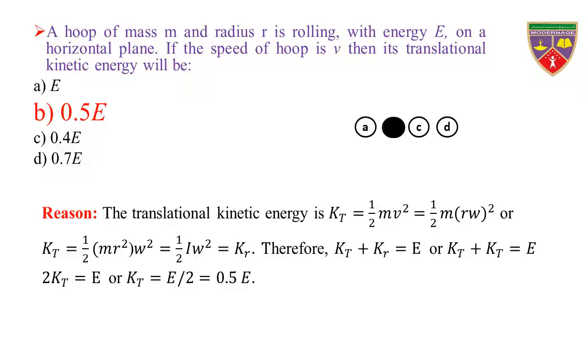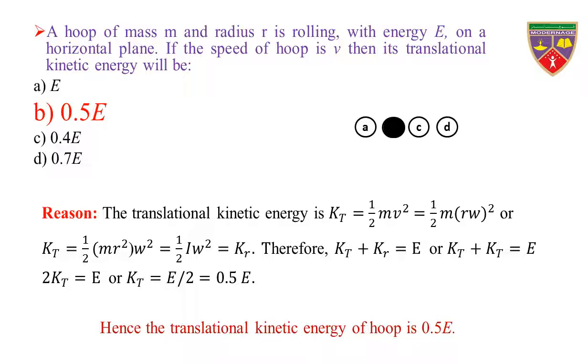Reason: the translational kinetic energy kT is equal to 1 by 2 mv square, which is equal to 1 by 2 m into r omega whole square, or kT is equal to 1 by 2 into m r square into omega square, which is equal to 1 by 2 I omega square, where m r square is the moment of inertia of hoop, which is equal to kr. Therefore, kt plus kr is equal to E, or kt plus kt is equal to E, or 2kt is equal to E, or kt is equal to E divided by 2, which is equal to 0.5 E. Hence, the translational kinetic energy of hoop is 0.5 E.